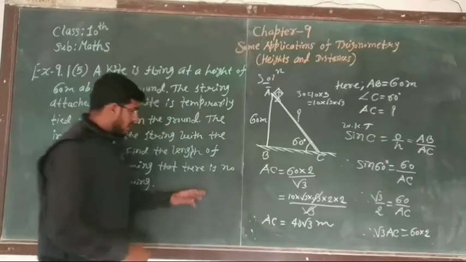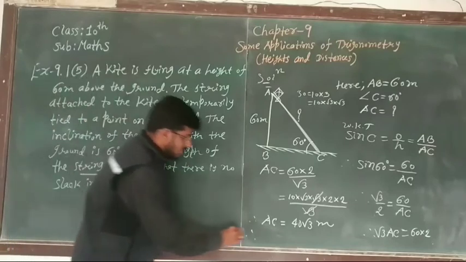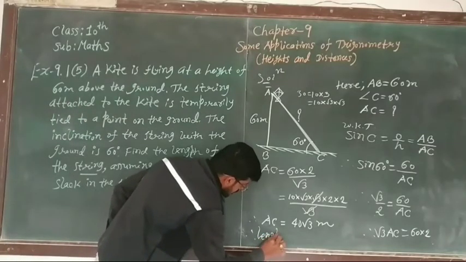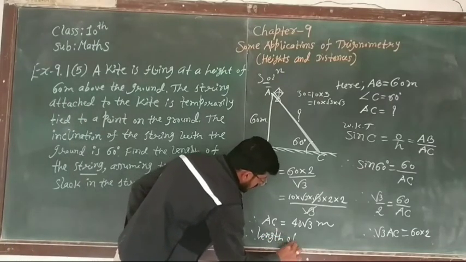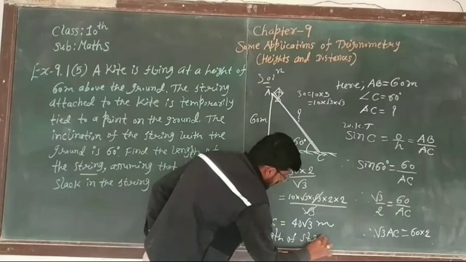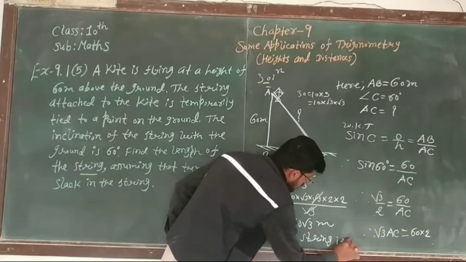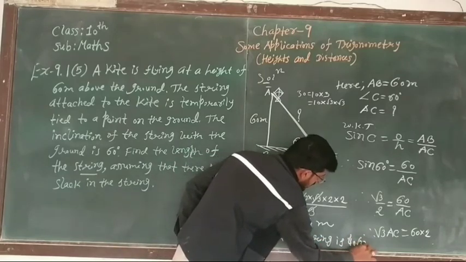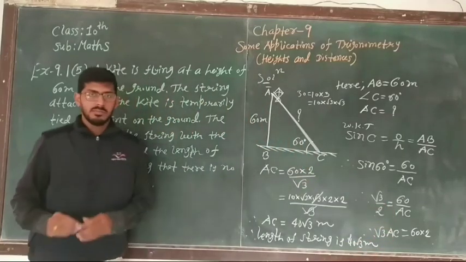Therefore, length of the string is 40 root 3 meter. Is it clear?